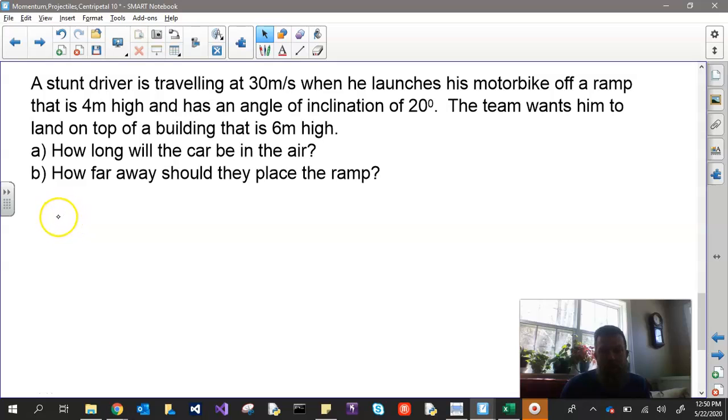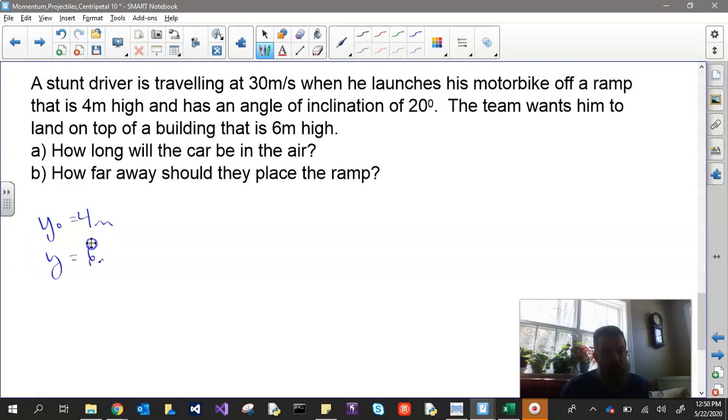Hi everyone, this is the third video in our projectile motion sequence. This is the scenario where they start and land at different heights. Again, we'll just write down what information we have. We start at a height of 4 meters, and this time we end at a height of 6 meters.